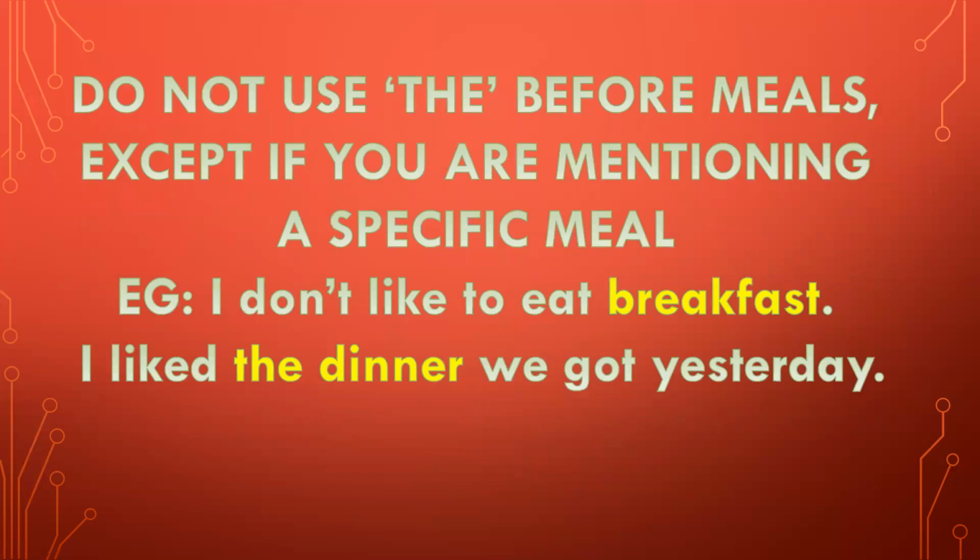Here's another one. Do not use the before meals, except if you are mentioning a specific meal. For example, I don't like to eat breakfast. You cannot say, I don't like to eat the breakfast. But you can say, I liked the dinner we got yesterday, because in the second case, you are mentioning a specific dinner. That particular dinner which you got yesterday. So I don't like to eat breakfast, but I liked the dinner we got yesterday.